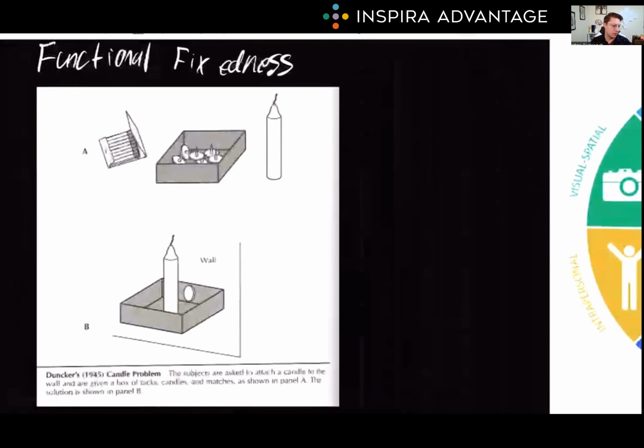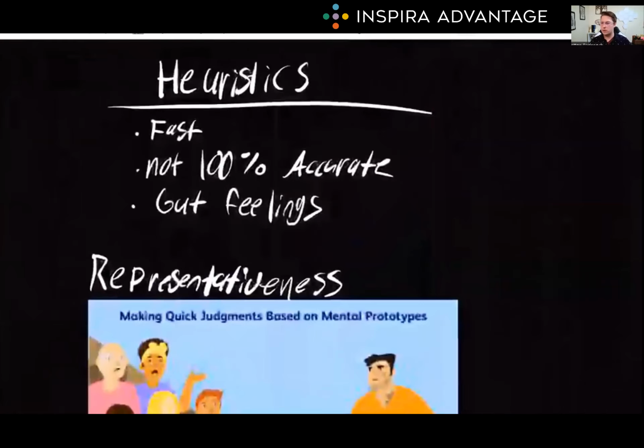Or in this example on screen, we have a candle, but no candle holder. Well, luckily, we've got a tack, so we could just stick the candle on the tack and boom, we've got a candle holder. Somebody with high functional fixedness wouldn't think about that. They'd say, well, thumbtacks are for poking into my thumb, not for holding a candle, and they wouldn't think to do that. And I promised you we would talk about heuristics, so let's do that.